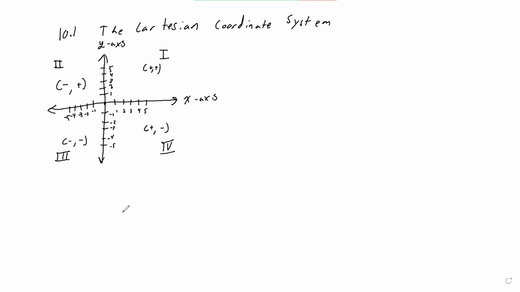Just so you're aware, the way we graph is we start with the x value. So we'll go left or right first, and then we graph the y value, which is second. So then from that value, we'll go up or down.